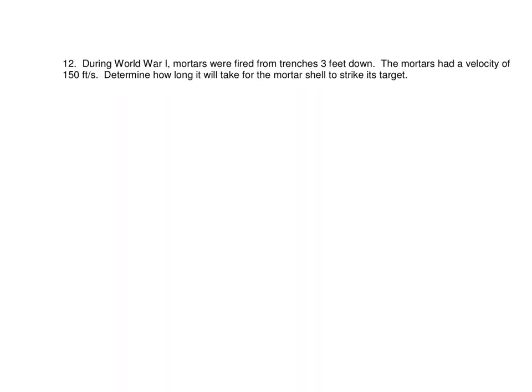The next problem we're going to look at is number 12. During World War I, mortars were fired from trenches 3 feet down. The mortars had a velocity of 150 feet per second. Determine how long it will take for the mortar shell to strike its target. So a trench is like a little ditch in the ground. And we're launching that mortar from 3 feet under the ground. So that's negative 3. So my starting point is going to be negative 3.